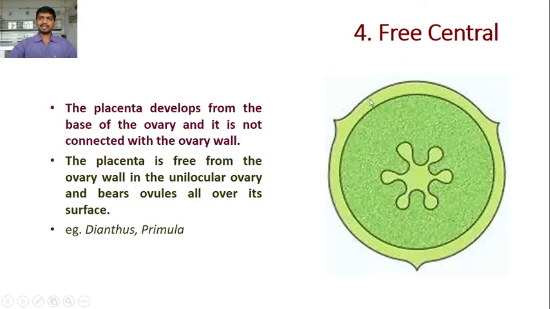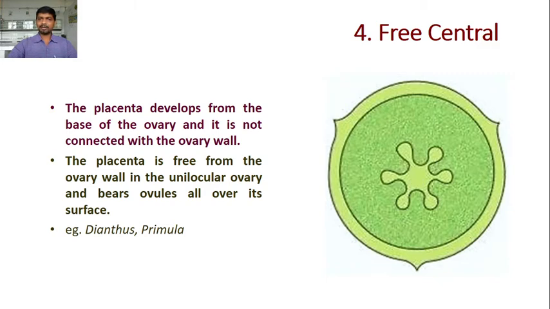Okay, next one is the free central. Here the placenta develops from the base of the ovary and it is not connected with the ovary wall. The placenta is free from the ovary wall in the unilocular ovary and bears ovules all over its surface. Suppose this is the central axis, but which is not like the axial placentation.